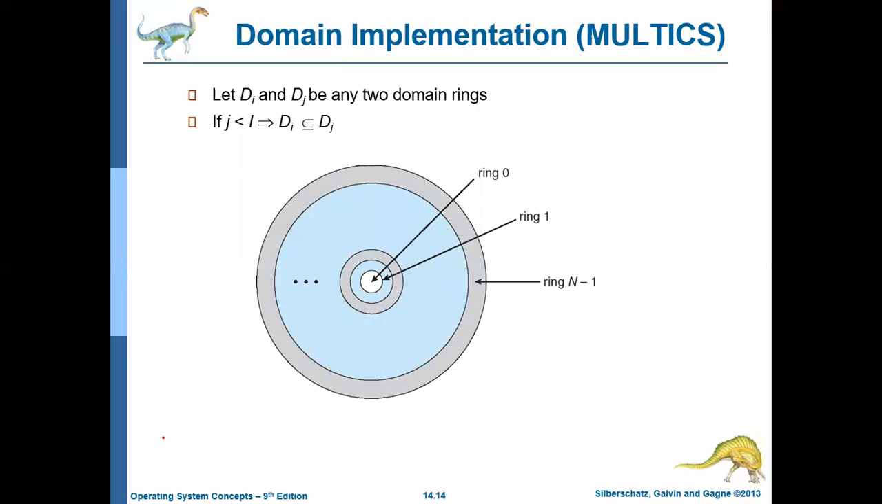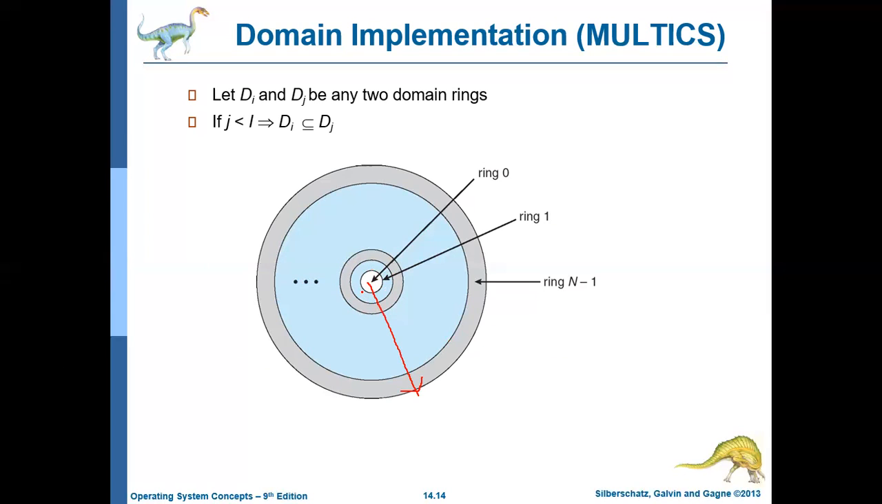Okay, fine. Now let us try to understand how these domains can be implemented. There is one way to implement domains, which is used in Multics. The Multics system implements domains in this way. It represents each domain using a concentric circle, where the innermost domain has the full access. The innermost domain can access the entire system. There is nothing which it cannot access.